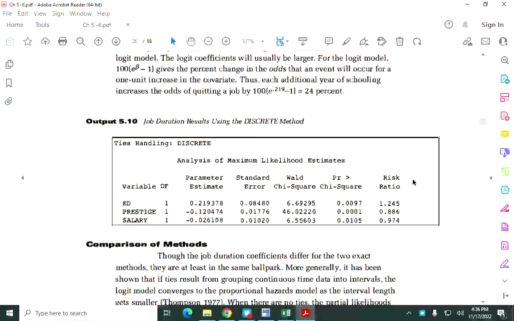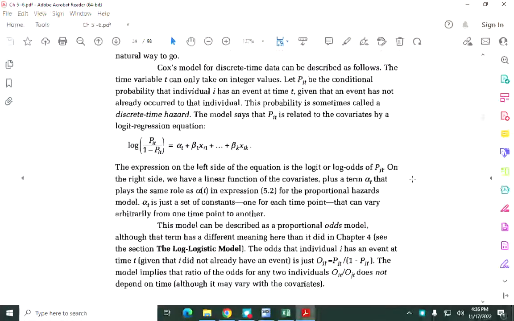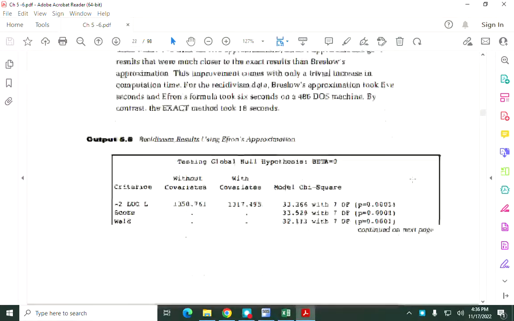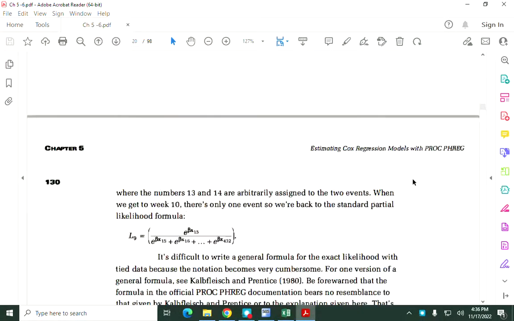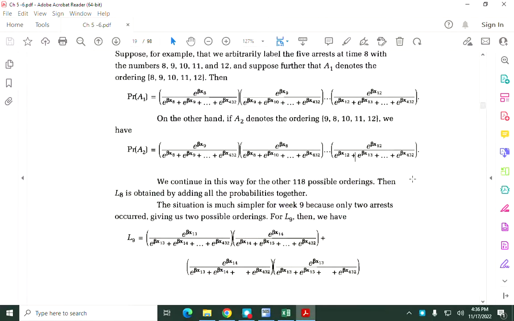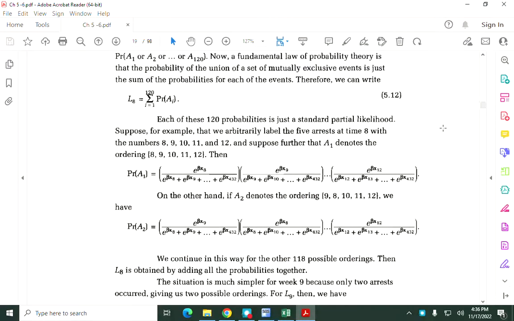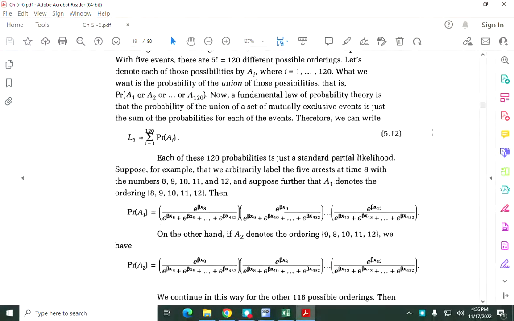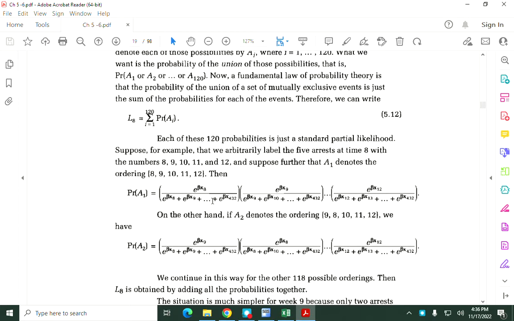And what's the difference between exact and the other one here? See, say I have 120 partial likelihoods I need to estimate. So here are the, right?